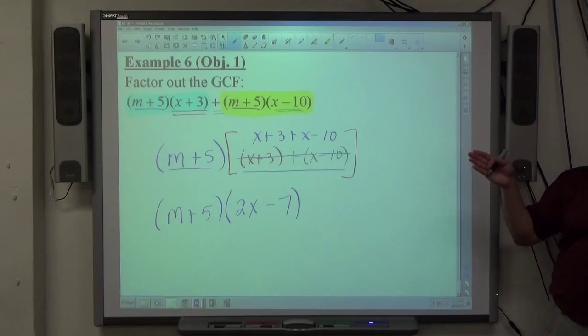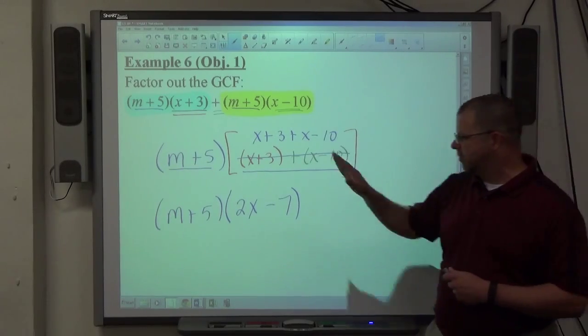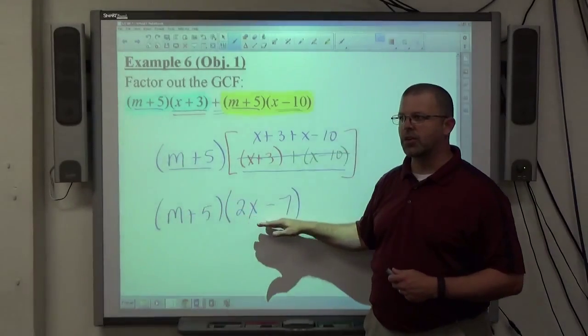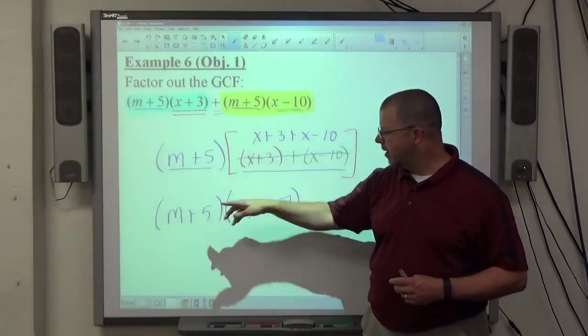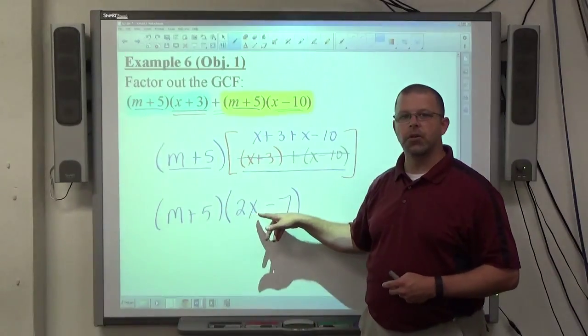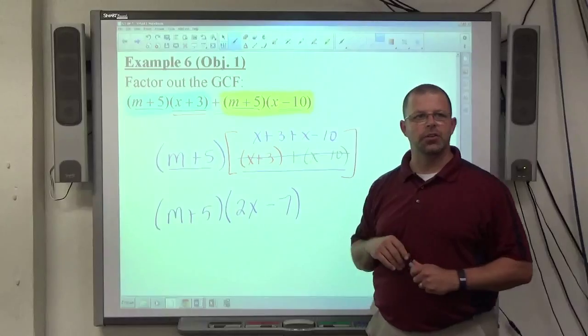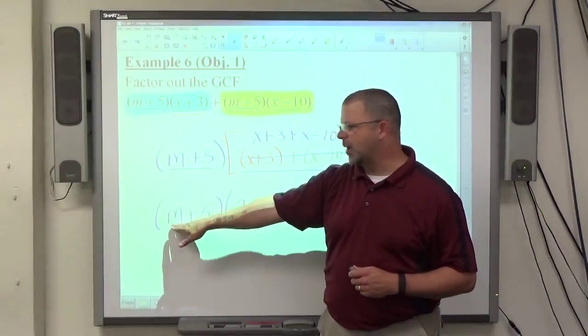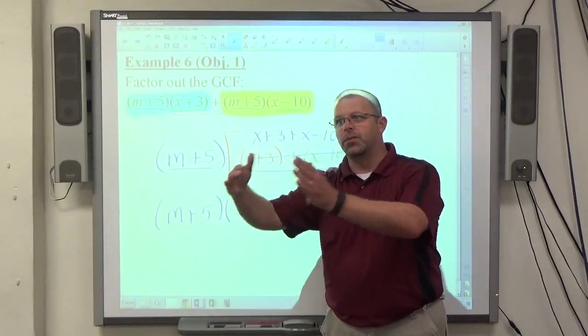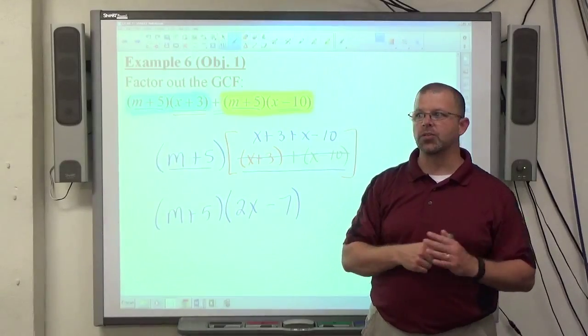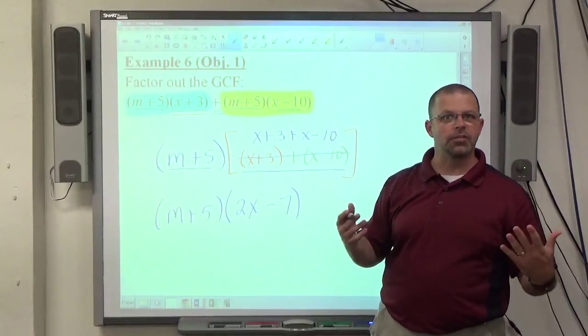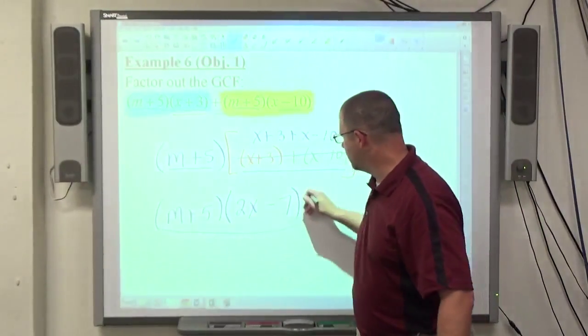In this case, when you do get a polynomial common factor, verify that this doesn't factor any more before you're done. They're both first powers, so you can't go any further with first powers. m to the first, x to the first, done. If this, for example, said m squared - 9, though, that's (m + 3)(m - 3). That factors more. So always look for the possibility that things factor more before you circle it as done.